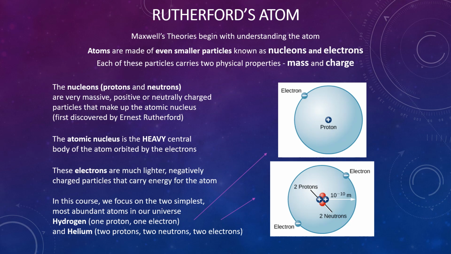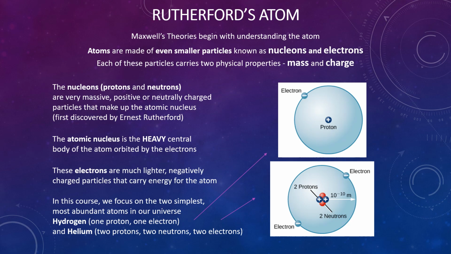The atomic nucleus is also very heavy, and it is orbited by electrons. But it is not orbited by electrons by gravity, but rather by electromagnetic forces and the attraction between the charges. So electrons are much lighter, they're negatively charged, and they carry a lot of the energy of the atom.